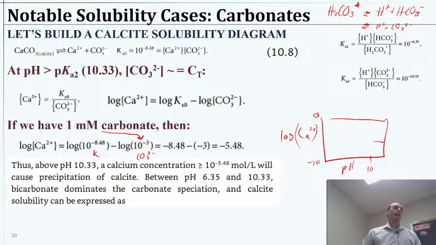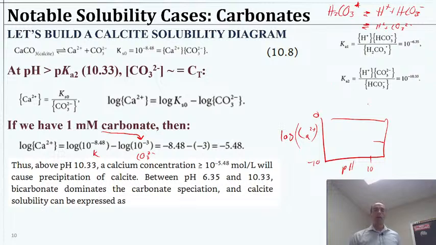So it should look something like that. At all those pHs above 10.33, we have a log C of -5.48. Okay, does that make sense? Kind of how we got there? Okay, so then we can do the same process, but select the next segment.